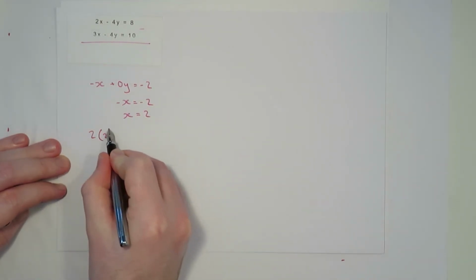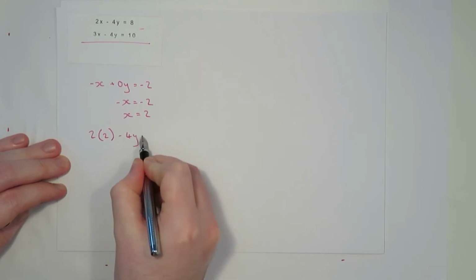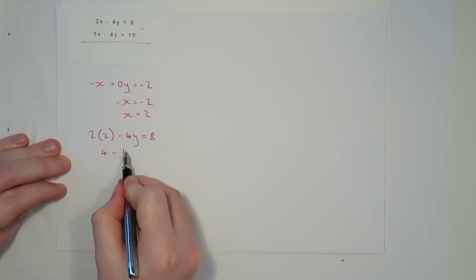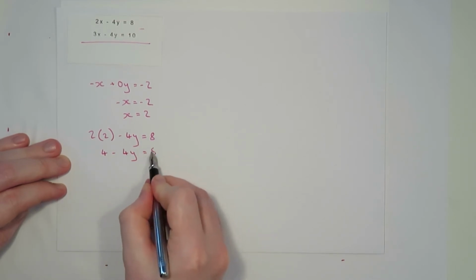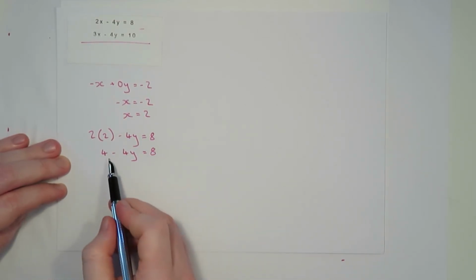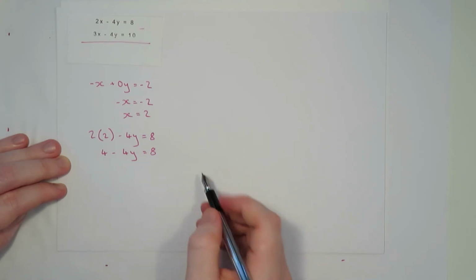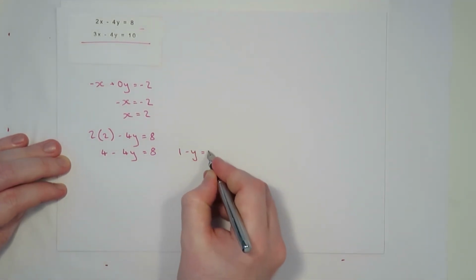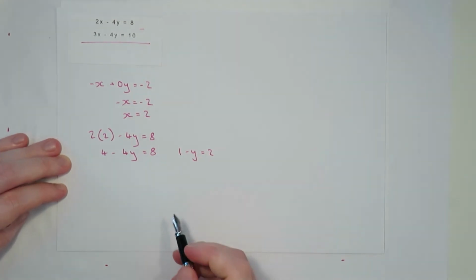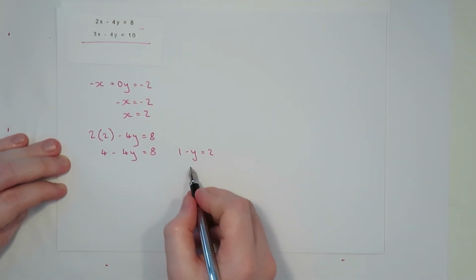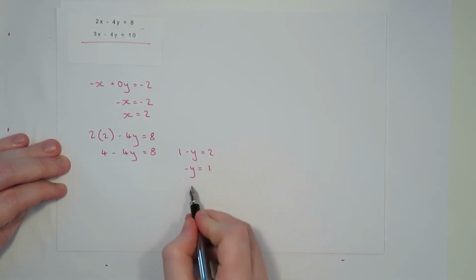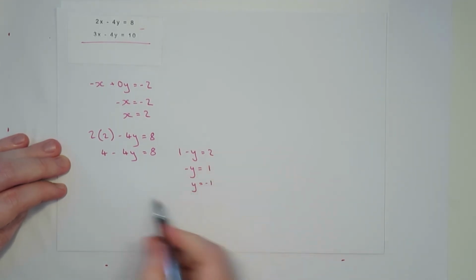2 lots of 2 minus 4y equals 8. So 4 minus 4y equals 8. Here, interesting thing that you can do, you can divide every term by 4 and say that 1 minus y equals 2. If you wanted to go down that approach, that's fine. Say that minus y is equal to 1, so therefore y is minus 1.